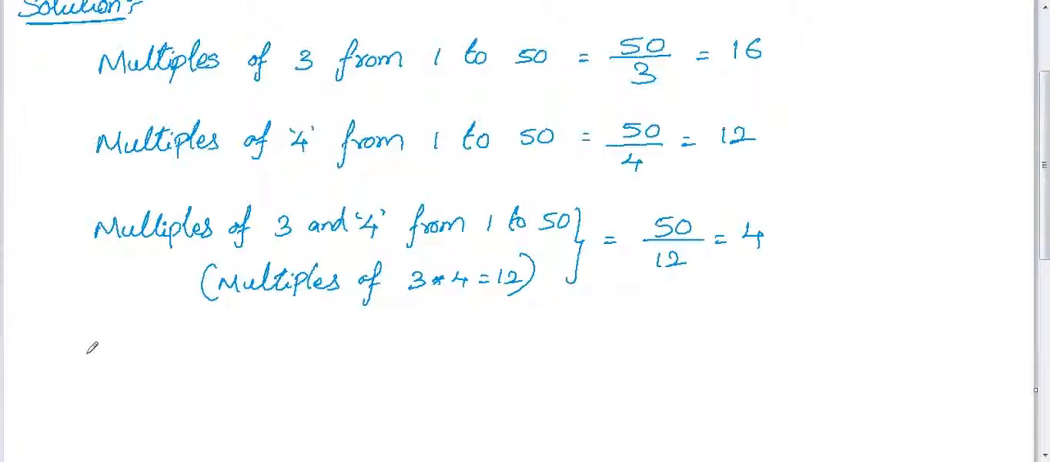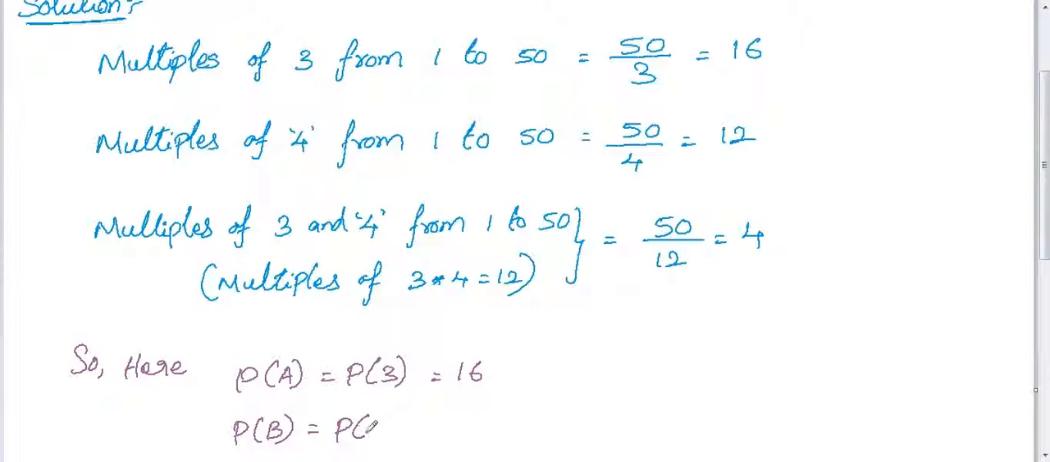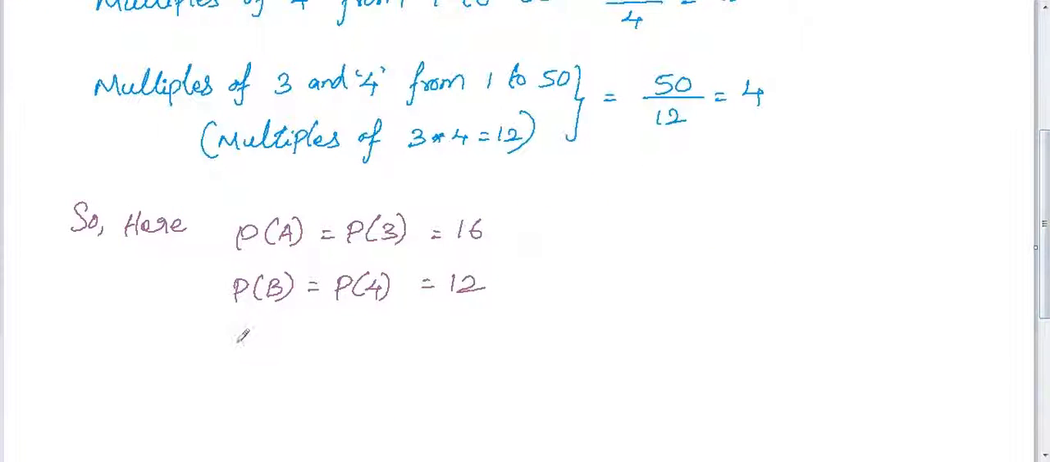Now write down the P of A, P of B and P of A intersection B values. So P of A is nothing but P of 3, which is the multiples of 3, which is 16, and P of B is the multiples of 4, so P of 4 is equal to 12, and also the multiples of 3 and 4. So the P of 3 intersection 4 is 4.